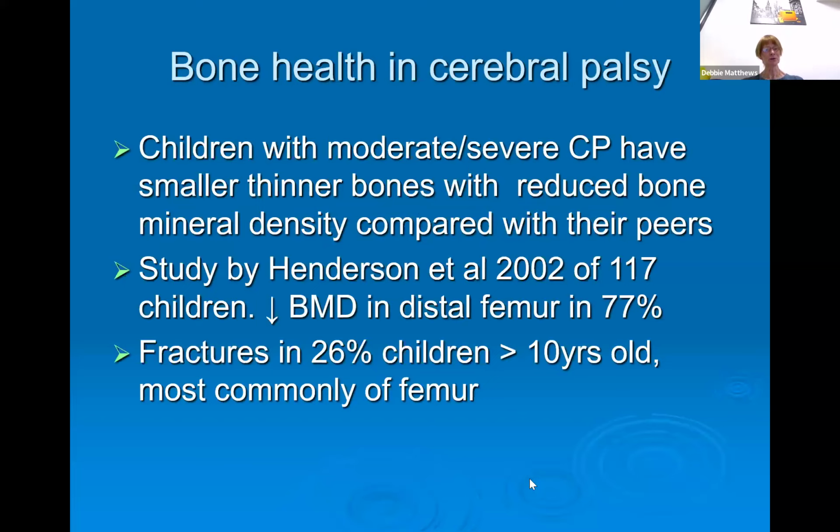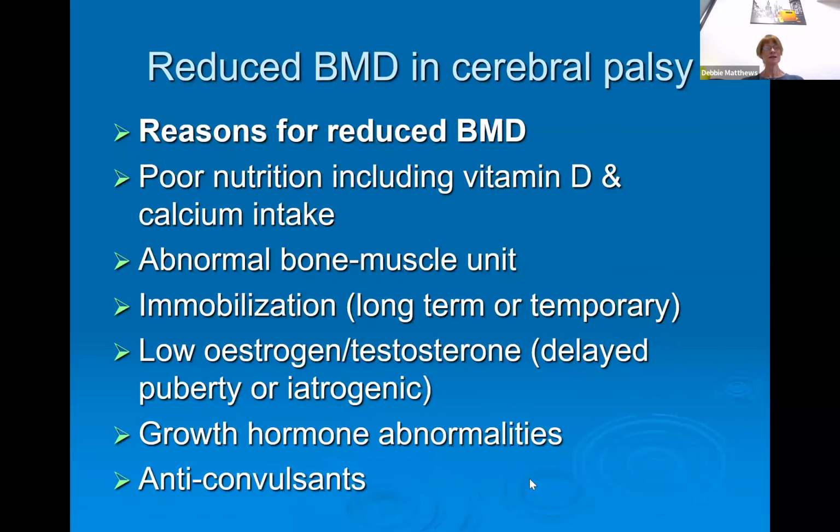A study by Henderson et al. in 2002 of 117 children with cerebral palsy showed a reduction in bone mineral density in the distal femur in 77% of them. So a huge number. And fractures in 26% of children occurring over the age of 10, most commonly of the femur. The reasons for the reduced bone mineral density in this group are multifactorial. So we know that they've got poor nutrition, including both poor vitamin D and calcium intake.